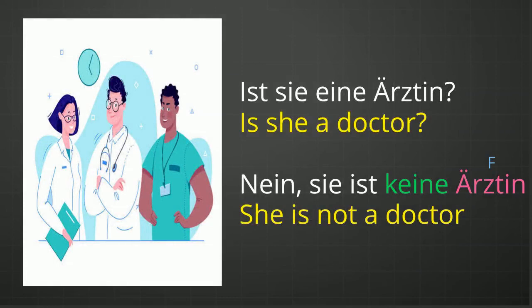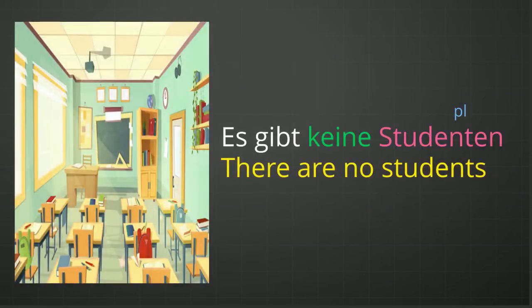Now, Ärztin is feminine gender noun, that is why bestimmt article used is eine, and that is why negative article would be keine. Es gibt keine Studenten. Studenten is plural noun and that is why negative article used is keine here.